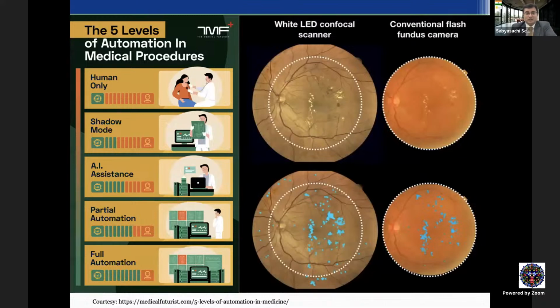Automation was essentially thought about to evolve in 5 levels. Initially, we had only humans, then shadow mode where AI was learning. Now we're in the phase of AI assistance, where, if you see, this is a fundus photograph of somebody with diabetic retinopathy using 2 different cameras. And then this is the AI, which is scrolling over all of these images, trying to see what is pathology and then telling us what is pathology.